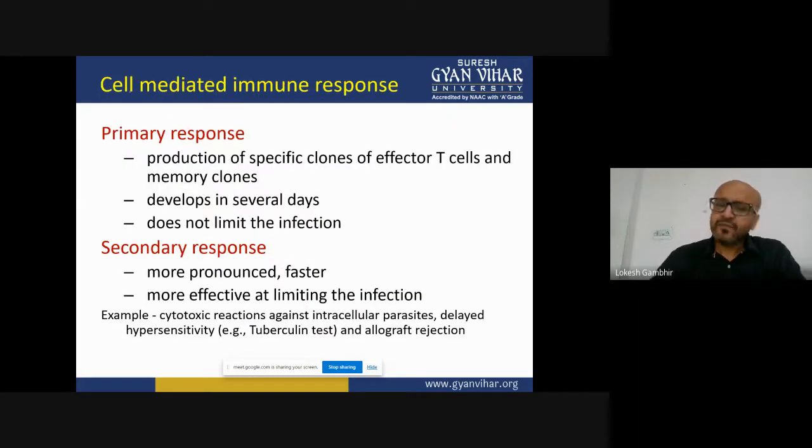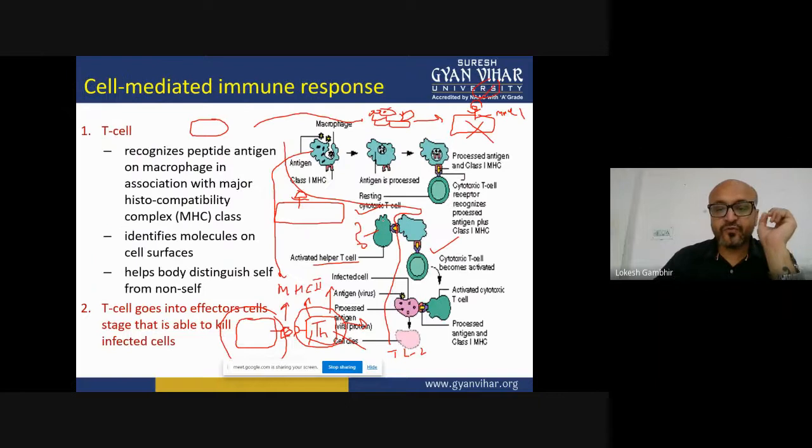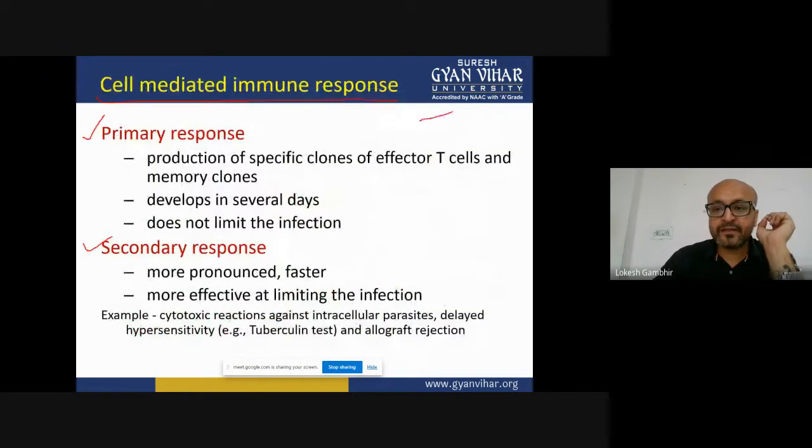Then again, cell-mediated immune response can be divided into two parts, like the B cell response: a primary and a secondary response. In the primary response, I told you the complete phenomenon. The first time exposure has taken place, the TC cells and T helper cells which have been activated will increase their own number, and that will take several days.